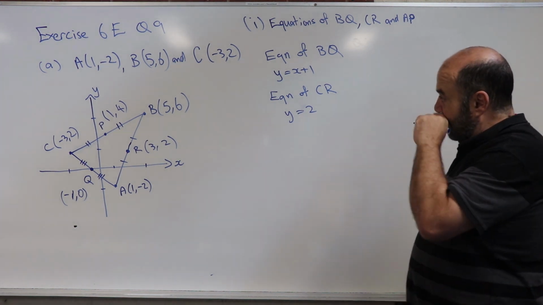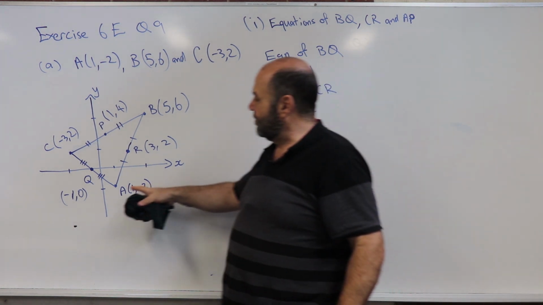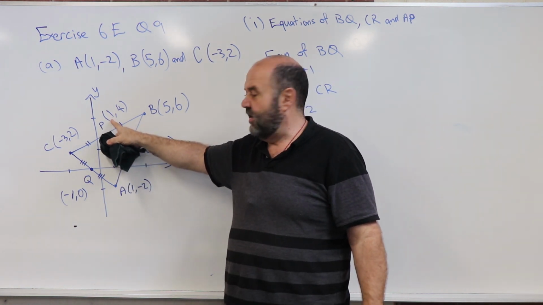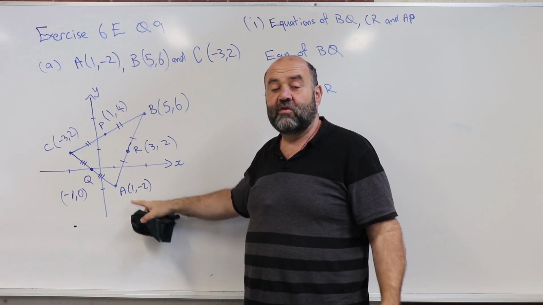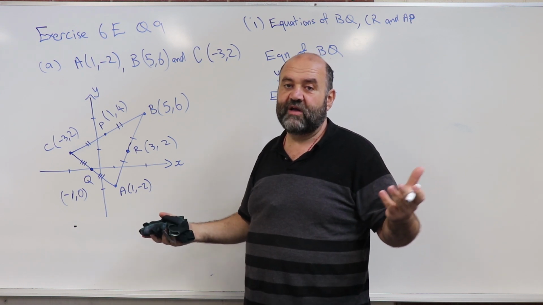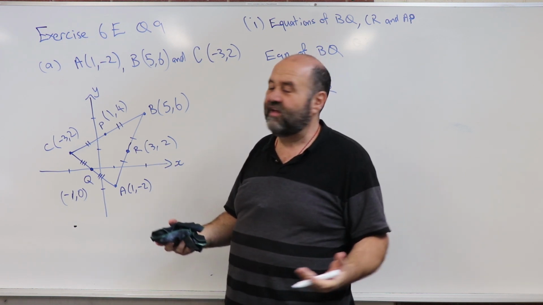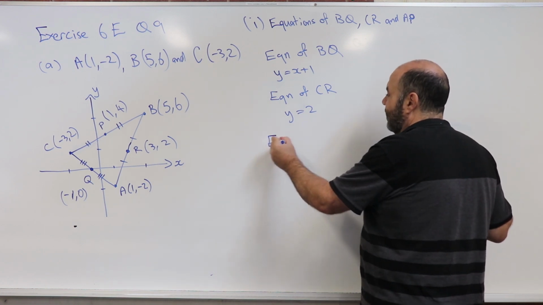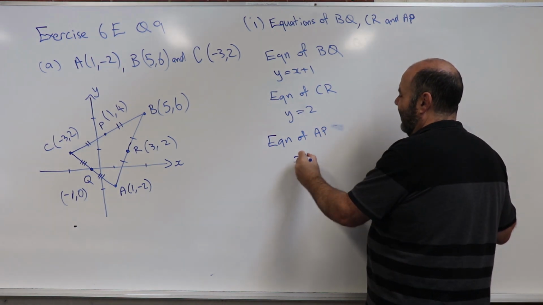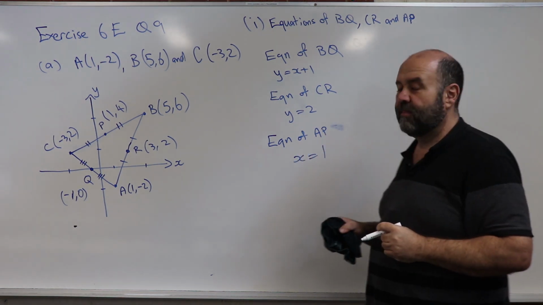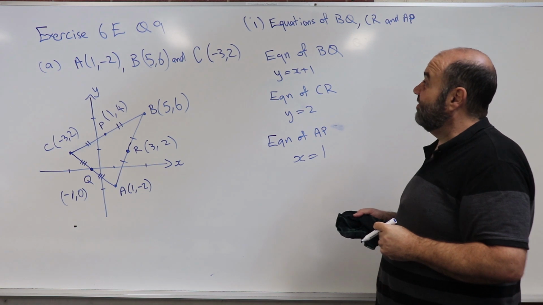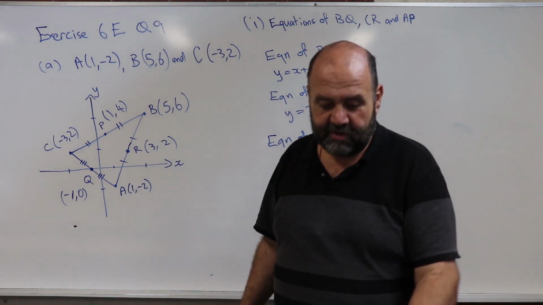So for the equation of AP, again, look what's going on here. Let's look at the numbers. We've got an x value of 1 there and an x value of 1 here. It's going to be a vertical line. Vertical lines, we know them, we know their equations. I'm not going to go through all the motions here, but we know that the equation of AP is x equals 1, by exactly the same argument. So let's press on, let's keep on going.